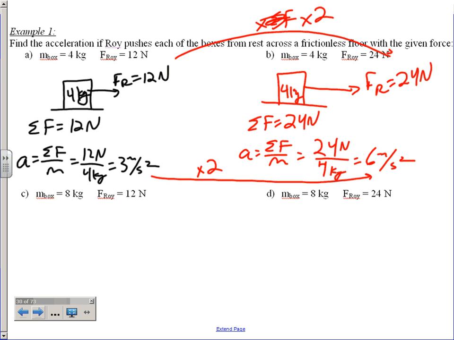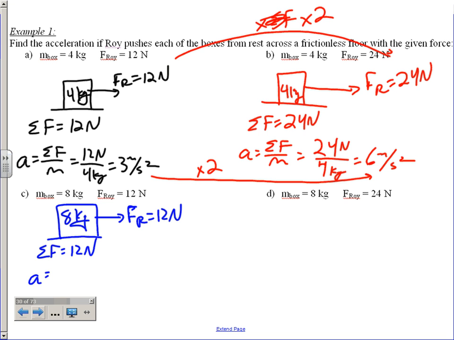had in example A, but now we've got a bigger box. It's a 4 kilogram box. Okay, so let's do that. Here we go. I tried to draw that box bigger and failed to deal with it. 8 kilograms. Roy is going to push it with 12 newtons. So our net force is going to be 12 newtons. Let's find our acceleration. It's net force over mass, 12 newtons, 8 kilograms. Divide it and you get 1.5 meters a second squared. That says 1.5 there.